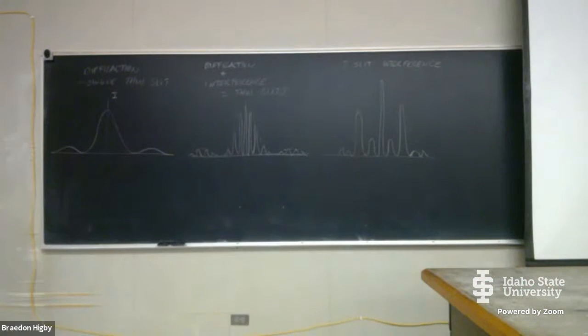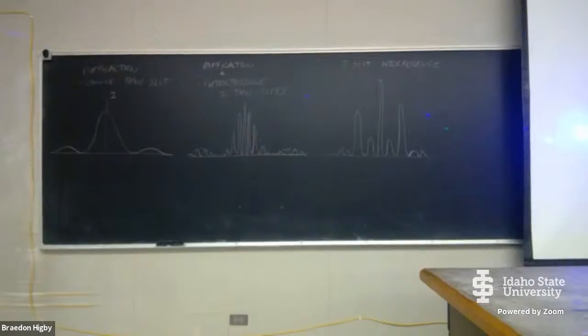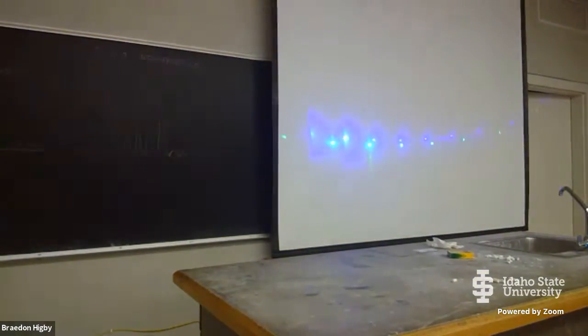And so which light has longer wavelength, the green or the purple? The green. So there we have green, and here we have purple. You see the purple spots are closer together because it's a shorter wavelength. Is that showing up okay on the computer camera? Yes. Okay.